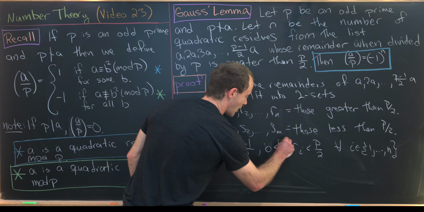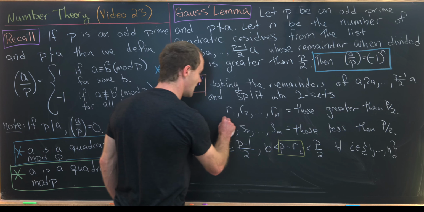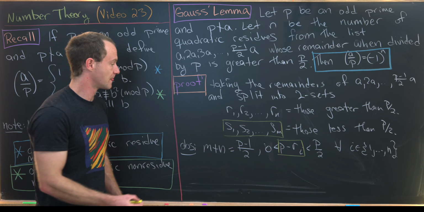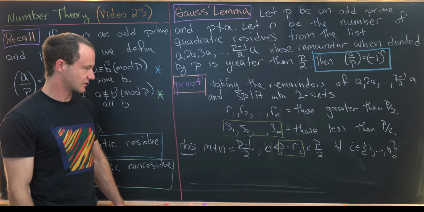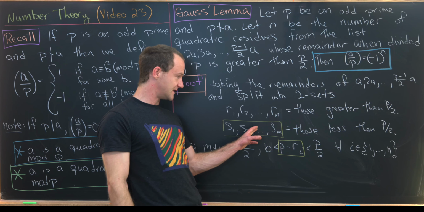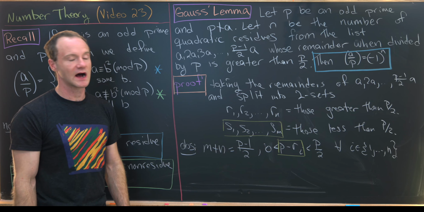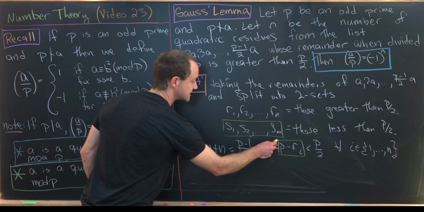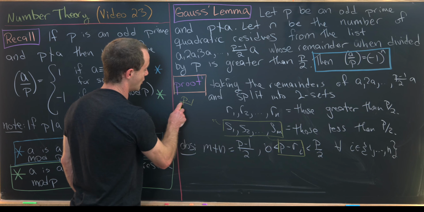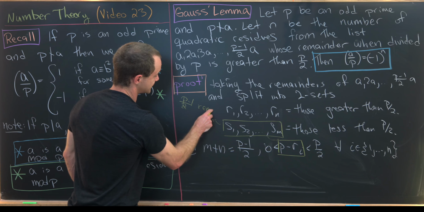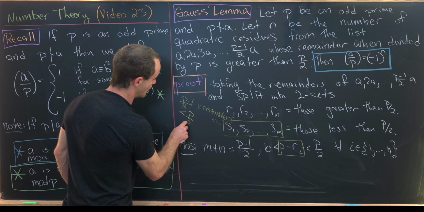So n of them are of this form, p minus r_i, and m of them are of this form. Because m plus n is (p minus 1) over 2, like we discussed earlier, and by definition, the s's are less than p over 2, and by construction, the p minus r_i are less than p over 2. So here, together, we have (p minus 1) over 2 remainders that are less than p over 2.